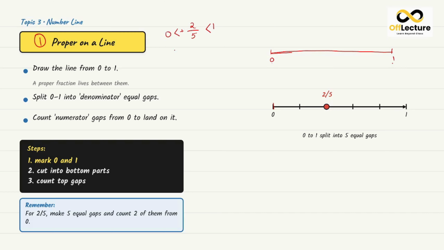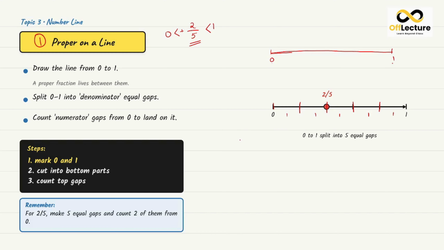Okay. Now what we will do is break 0 to 1 into equal gaps equal to the denominator. For example, let's say we have 2 by 5. So on the number line, we have created 5 equal gaps between 0 and 1: 1, 2, 3, and 4 marks. So we have one gap here, one gap here, one gap here, one gap here, and one gap here. All are equal gaps.